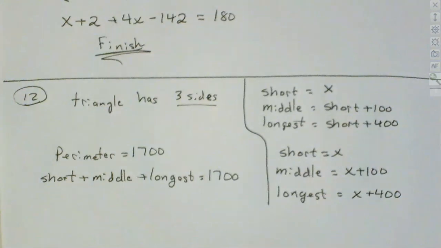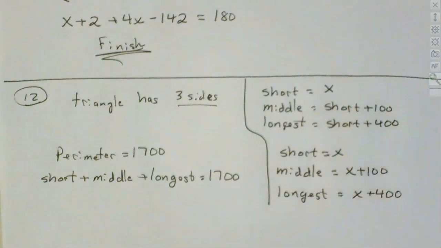It says one side is 100 feet more than the short side, so the short plus 100. The longest one is 400 more, that's your third side, and that's the short plus 400. We then said the short side is x because that's the unknown. Rewrote it, and now I can finish it.